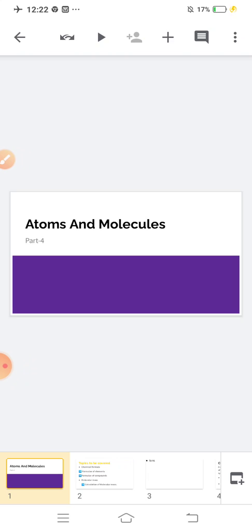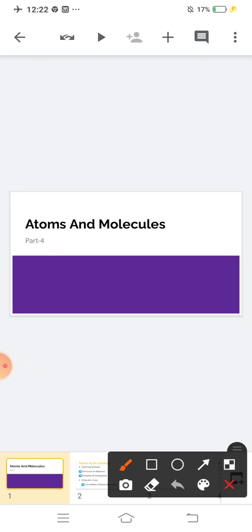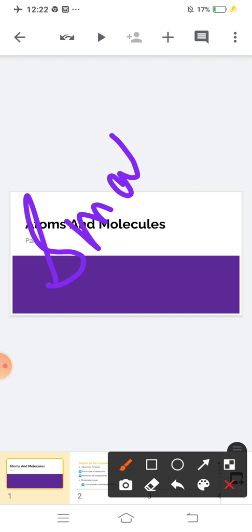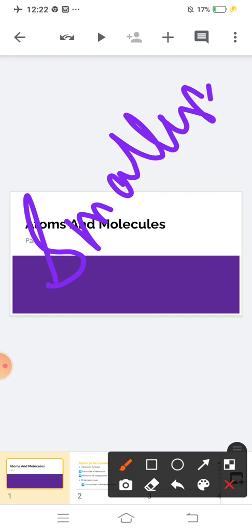Do you know who discovered the atom? John Dalton discovered the atom. And what do you mean by atom? Basically, an atom is the smallest particle of an element that can take part in a chemical reaction. An atom is very small in size. The size of an atom is indicated by its radius, which is called atomic radius.